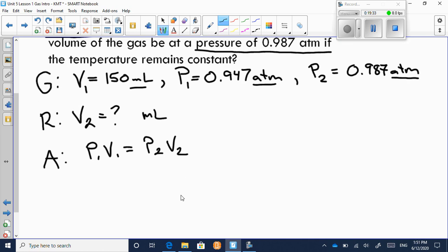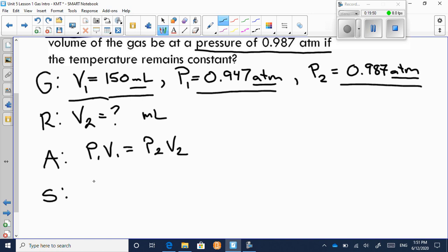Basically, as one goes up, the other one goes down. And so my prediction is, notice that the pressure has increased. I am going to predict that the volume will go down. It should be less than 150. Okay, so let's sub and solve.